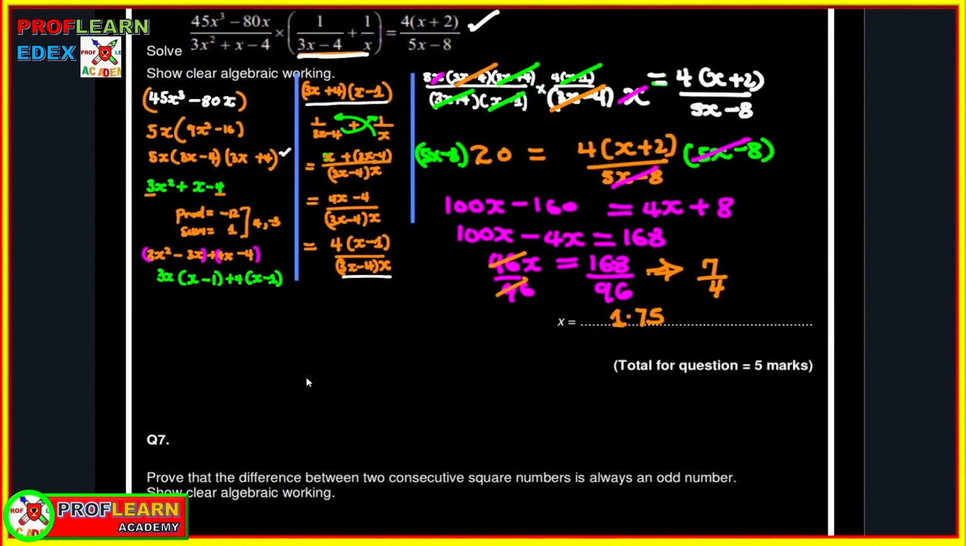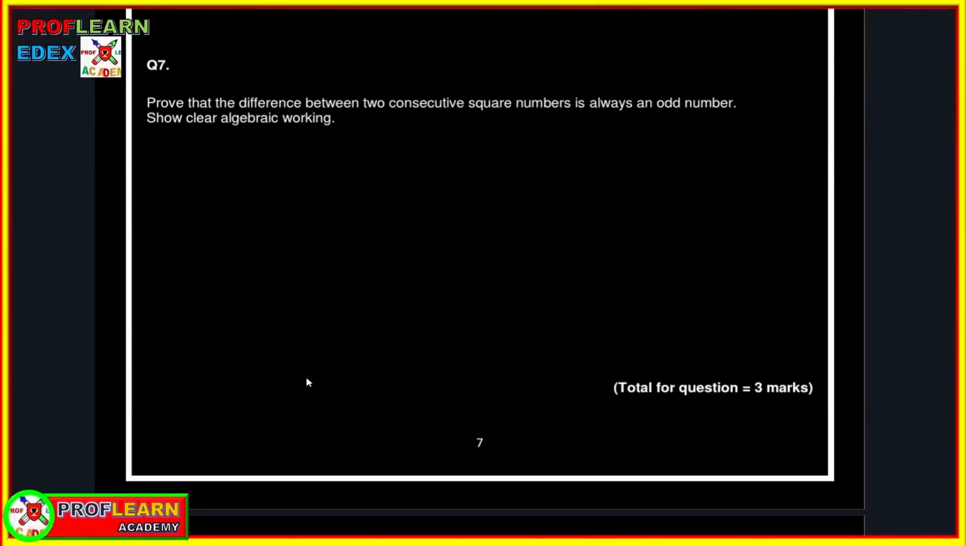Let's see what else is given. We are supposed to prove that the difference between two consecutive square numbers is always an odd number. Remember, an odd number can be written as 2 times n plus 1, or 2 times n minus 1. So whichever way, let's try to work out this.